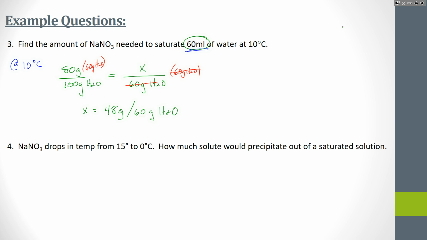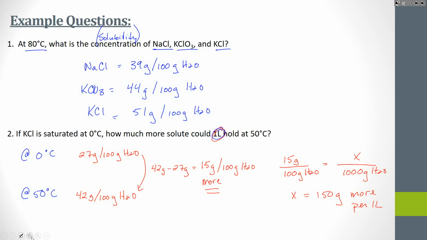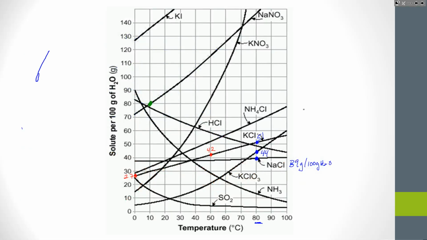That's it. The next one, we're looking at NaNO3, and it's dropping in temperature from 15 to 0. So again, same thing. And it didn't talk about any different volume, so we can just work in 100 mils. But from 15 Celsius to 0 Celsius, let's see how much we'll have to leave the solution. That's what precipitate means. It turns to solid, comes out of the solution. So we're going to look at our graph again here.